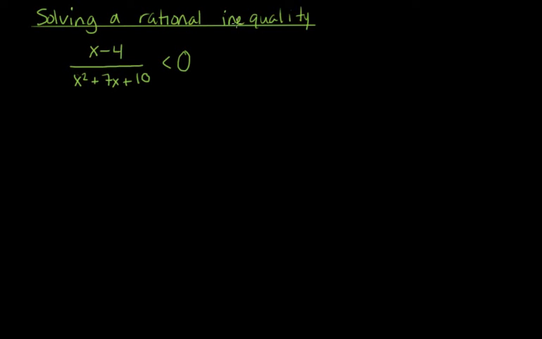In this video, I want to talk about how to solve a rational inequality. A rational inequality is when we have a rational function that's part of an inequality. So the first step is to figure out where this thing is less than 0. I know that it has something to do with this function, f of x is equal to x minus 4 over x squared plus 7x plus 10.